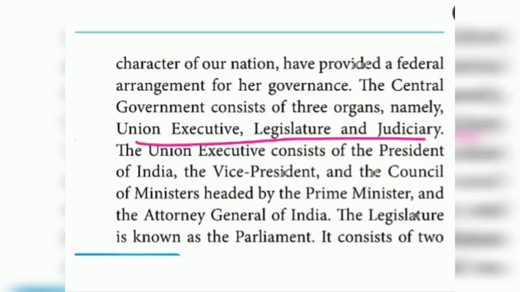Then the executive consists of whomever has the executive power, in the sense the President of India. He is the executive head. So the President of India, the Vice President of India, the Prime Minister and Council of Ministers, and moreover the Attorney General of India. The executive is the union executive, union in the sense of central government. The central government's executive consists of the President of India, the Vice President, the Council of Ministers headed by the Prime Minister, and the Attorney General of India.